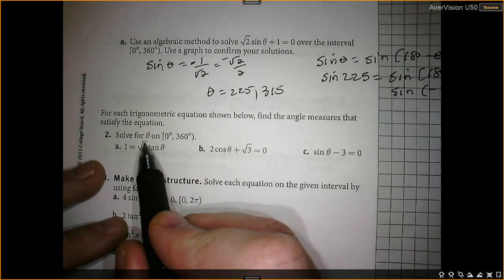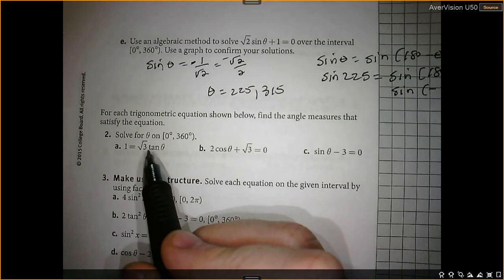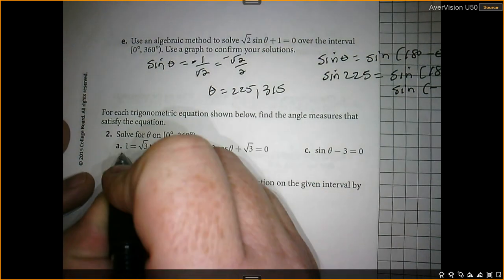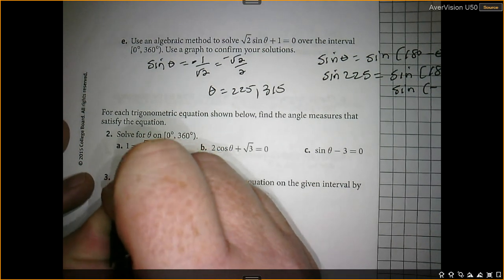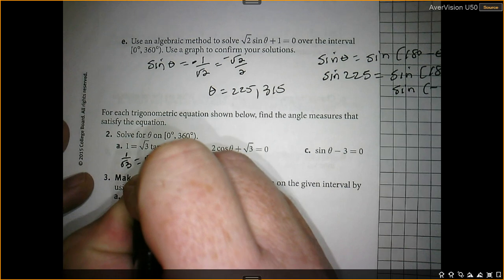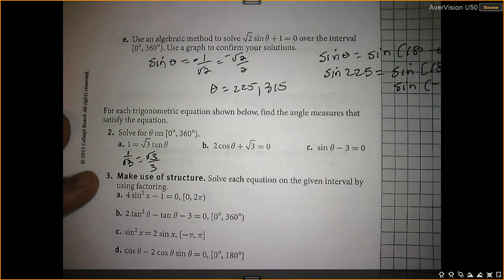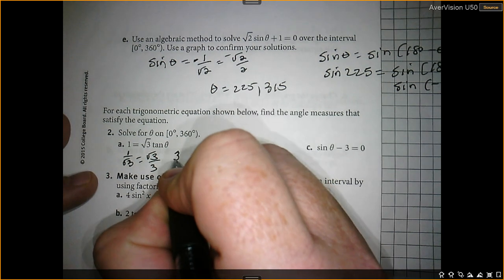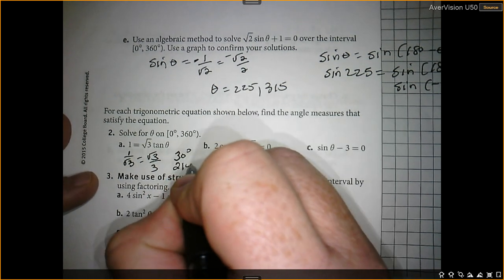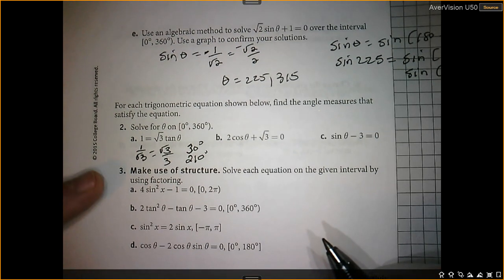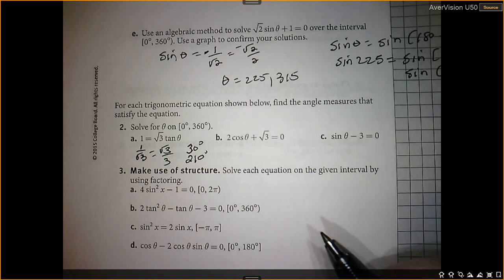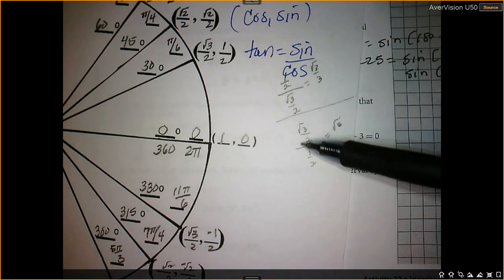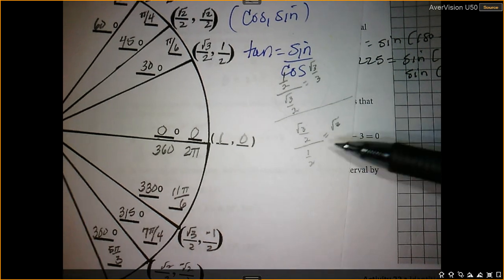Number 2, find the θ between 0 and 360. So this one, you have 1 over square root of 3. If you rationalize it, you'll get square root of 3 over 3. I used my unit circle, and when I used my unit circle, I found that was at 30 degrees and 210. We've done these before, that's why I'm going kind of fast. You have to use your unit circle, which I did here. I used the ratio of the sides to figure out which one was which.